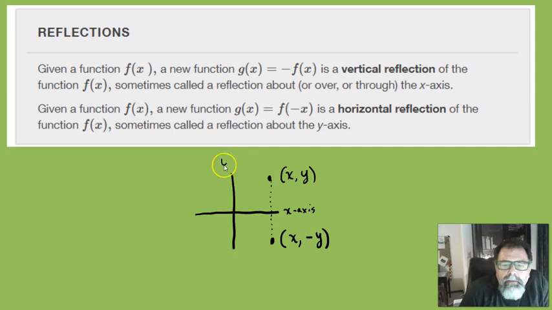If I want to reflect it through the y-axis, it'll pop up on this side, and again it has to be that same distance. So if this is, say, 3, 4, then this would be negative 3, 4. So you're just going to switch the sign of the x coordinate, and the y coordinate stays the same. Okay, so this is a reflection through the y-axis. This one's a reflection through the x-axis.